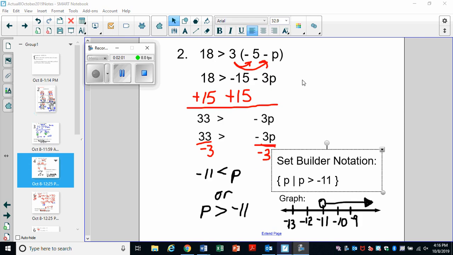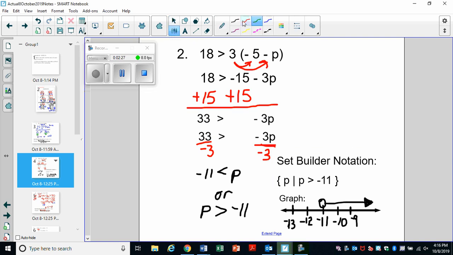Okay, problem number 2. We did not do this one in class, but it's similar to problem 1. Multiply 3 times negative 5 and negative p. You have negative 15 minus 3p. And then here, we add 15 to both sides. 18 plus 15 is 33. Negative 15 and the positive 15, they will cancel each other out.